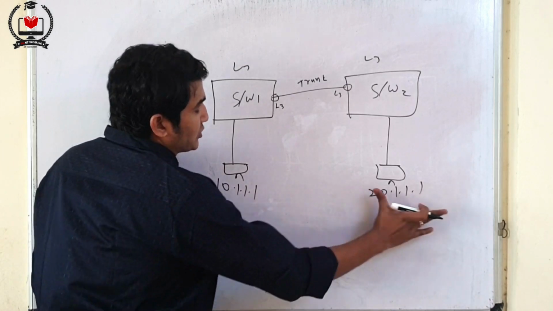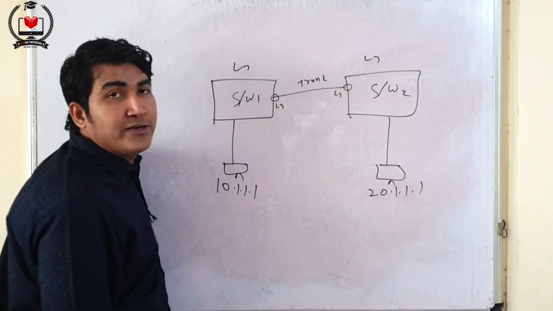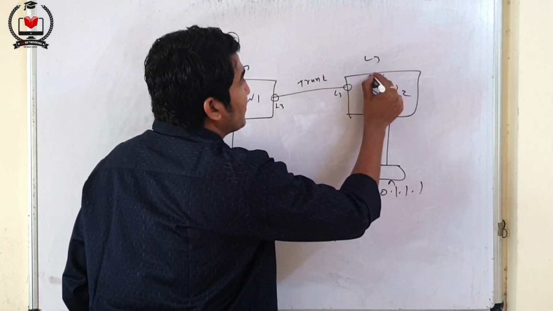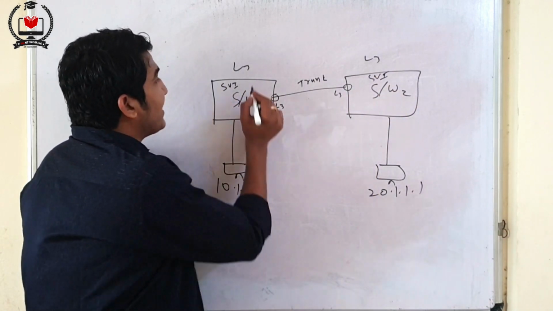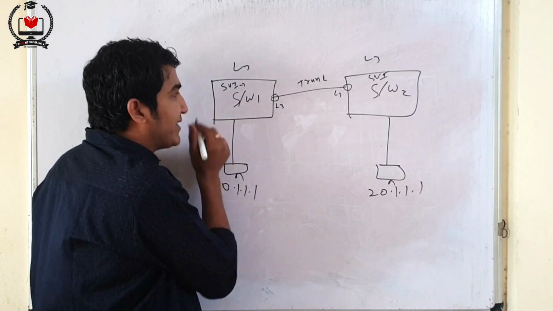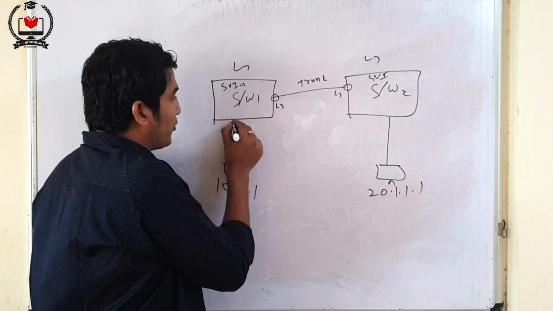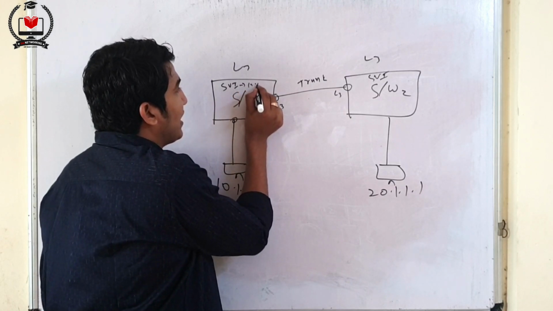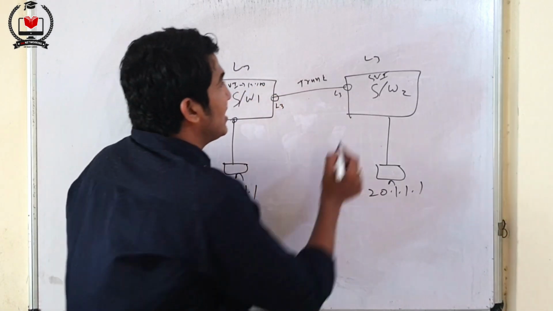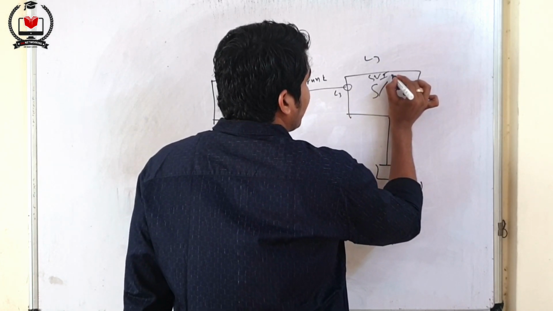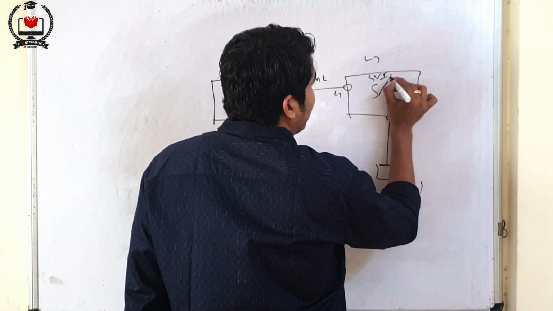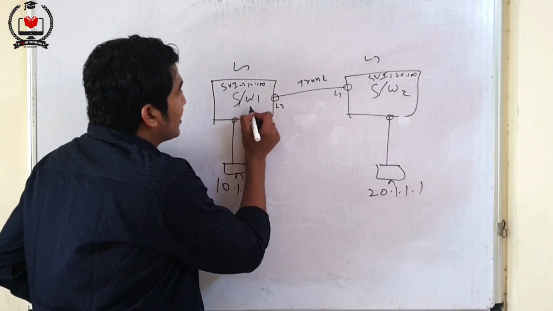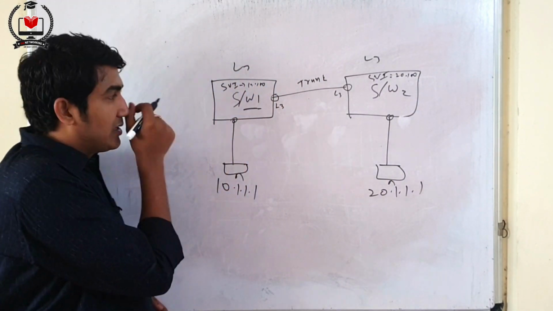Then if you want to make communication possible between these two users, what do you need to do? You need to create an SVI, switch virtual interface, over here. You have to assign one IP address on the VLAN interface. Suppose this port is a member of VLAN 10 and here I have configured IP address 10.1.1.100 on the VLAN interface. Here also I have created one SVI for VLAN, suppose 20, and here the IP address is 20.1.1.100, right?